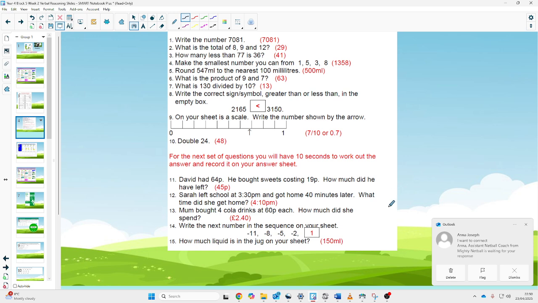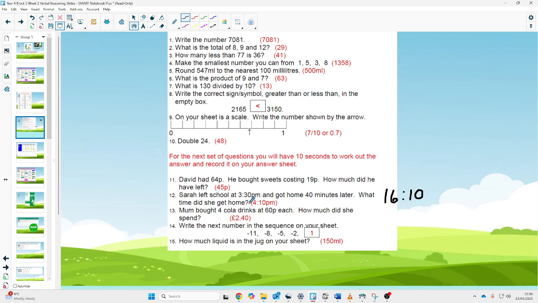If you recorded it down as 16:10, of course, we would give you the mark because we did talk about it being PM, so either or. Number 13, we've got £2.40, so 460p's. And then 14, we've got 1, because what are we doing? We are adding 3 on as we go along. So I hope you were able to adjust from -2 to +1.